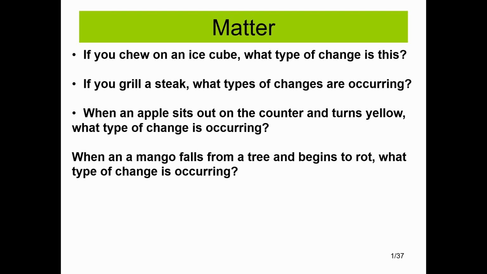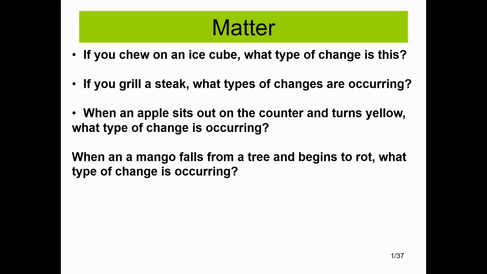If you grill a steak, what type of changes are occurring? Here we're going to be heating up the steak. The heat is going to cause chemical changes to occur because different molecules within the steak are going to undergo reactions and turn into different molecules.